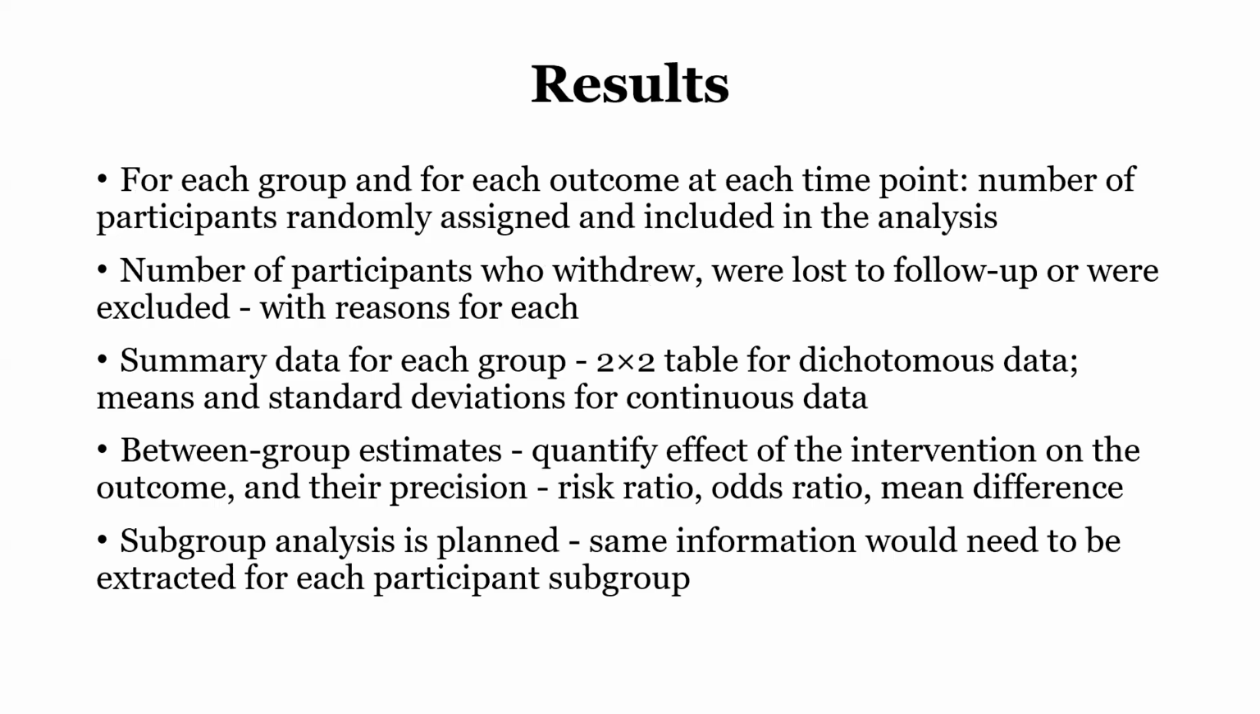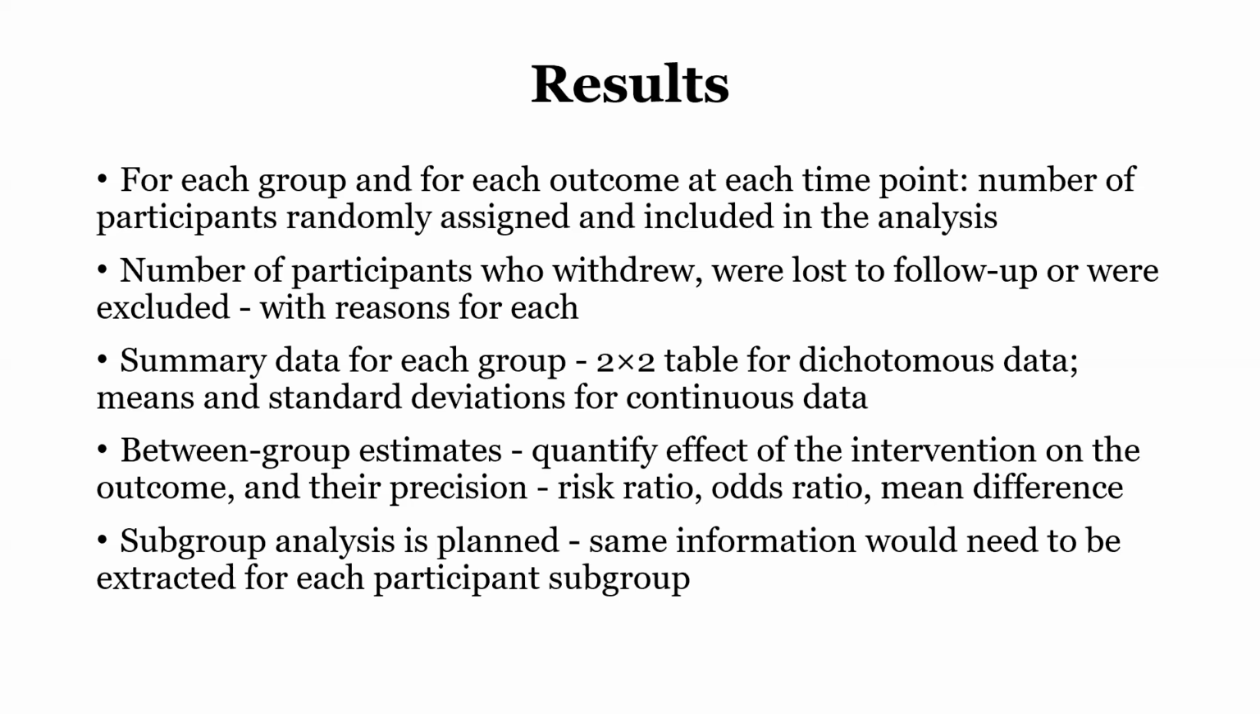Then comes the results. So for each group and for each outcome at each point, you have to mention the number of participants who were randomly assigned to either of the groups, how many were assigned and how many were included in the analysis. Then whether there was any attrition and if any reasons for attrition were mentioned. And then it is a good idea to report the details of the number of people included and the number of people who experienced the outcome for the dichotomous data in a 2 by 2 table in which you depict it in a row form.